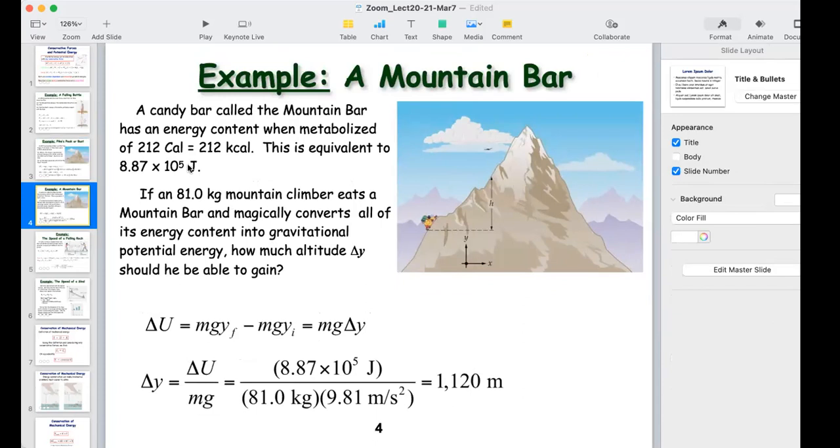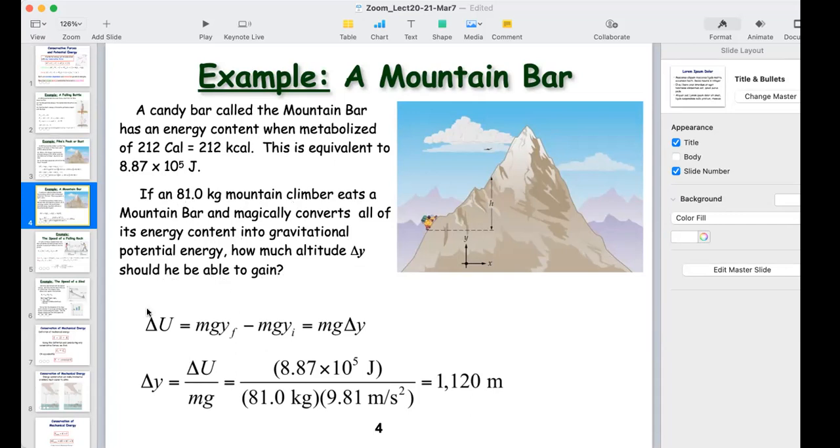Then here we have another example. Let's see. So here it says a candy bar called the mountain bar has an energy content when metabolized of 212 calories, which means 212 kilocalories with a capital C. This is equivalent to 8.87 times 10 to the 5 joules. If an 81 kilogram mountain climber eats a mountain bar and magically converts all of its energy content into gravitational potential energy, how much altitude delta y should he be able to gain?